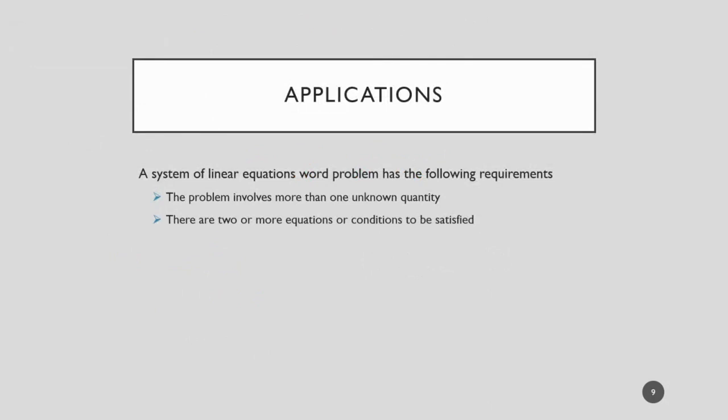So, applications. You know that you have a word problem where you're going to have to solve a system of linear equations when you have more than one unknown. So you have to think about, what do I not know that I'm trying to find? You have more than one, and there are 2 or more equations or conditions to be satisfied. If those things are true, that's going to tell you immediately this is going to be a system. So I need to write multiple equations, and I'm going to have multiple unknowns that I'm solving for.